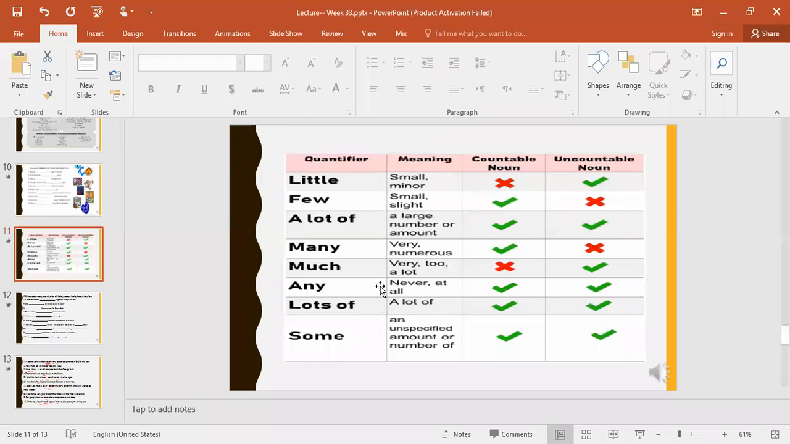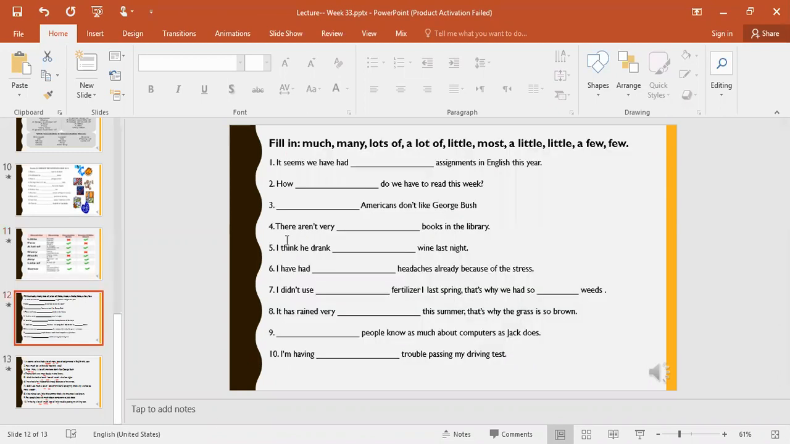These are the quantifiers and their meanings, some of the quantifiers and their meanings. And there's a chart showing when you can use each one of them. There is one more exercise and we finish. In this exercise, you have to fill in with much, many, lots of, a lot of, little, most, a little, a few, and few. Also, in one sentence more than one quantifier can fit. Choose one of them. Maybe someone says many, someone says a lot of, and both could be correct. Okay, this is what I mean. Yeah, let's start doing it. You have 2 minutes. When you finish, we correct it and we end the session.